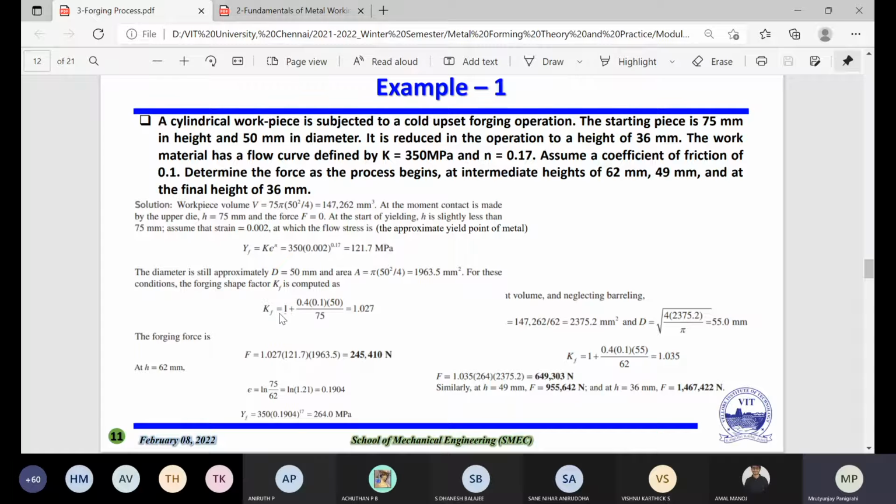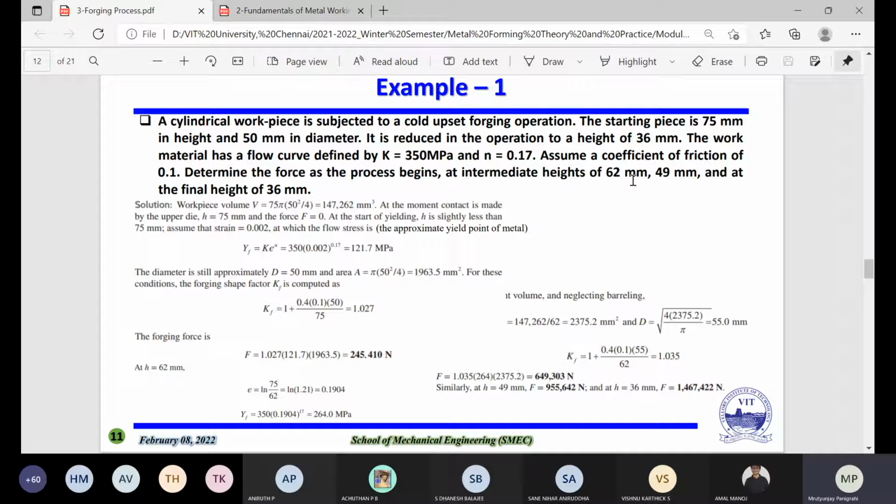So Kf equals the equation that you have been given. If you use all the terms, you will find Kf equal to 1.027. Then F you can calculate with the help of that equation, and you will find 245 kilonewton. The second part is asking at an intermediate height of 62.